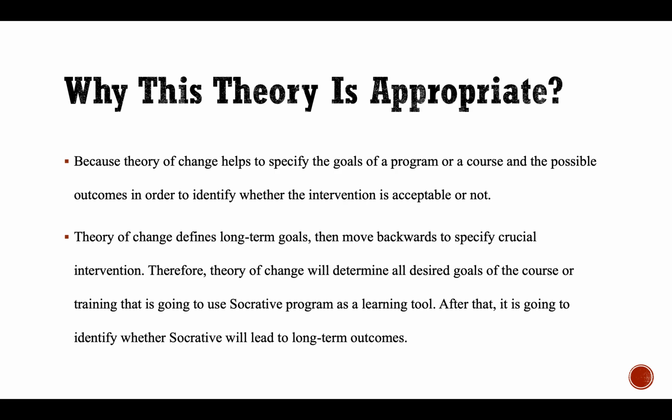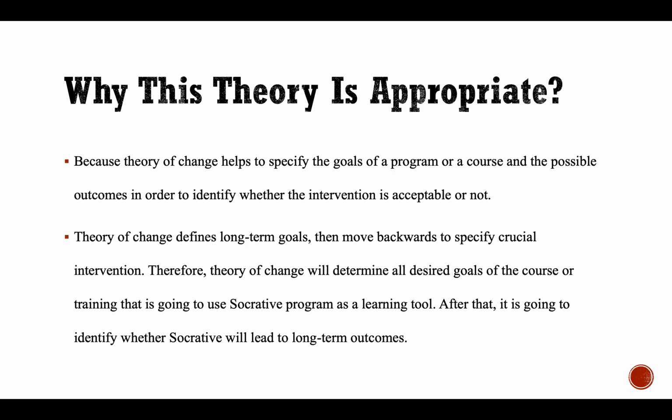Theory of change helps to specify the goals of a program or a course and the possible outcomes in order to identify whether the intervention is acceptable or not. In fact, theory of change defines long-term goals, then moves backwards to specify crucial interventions. Therefore, theory of change will determine all desired goals of a course or training that is going to use the Socrative program as a learning tool.